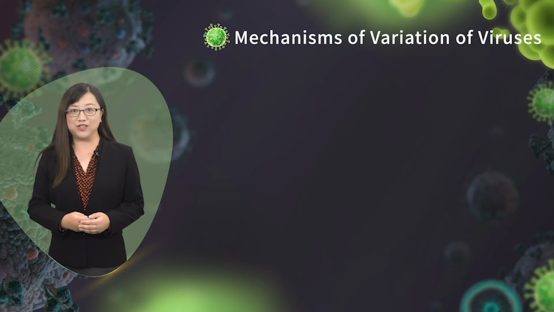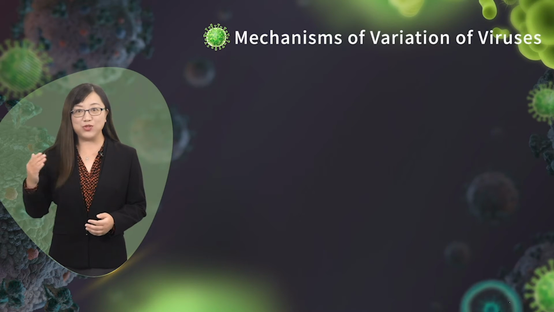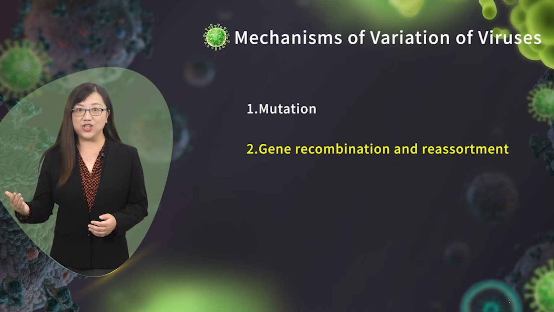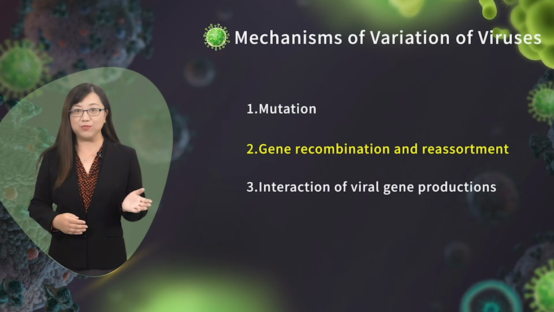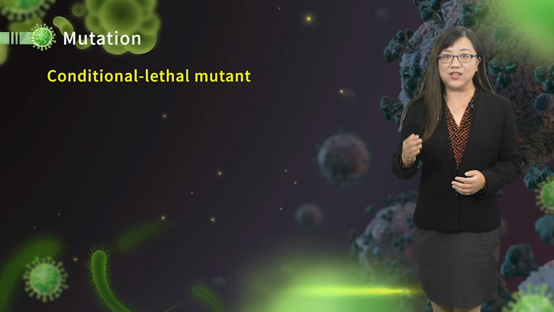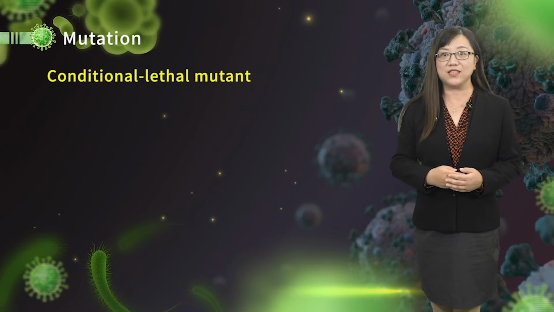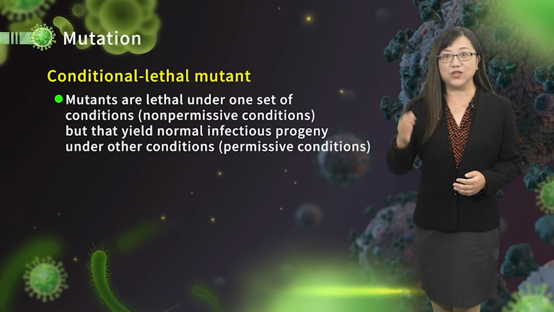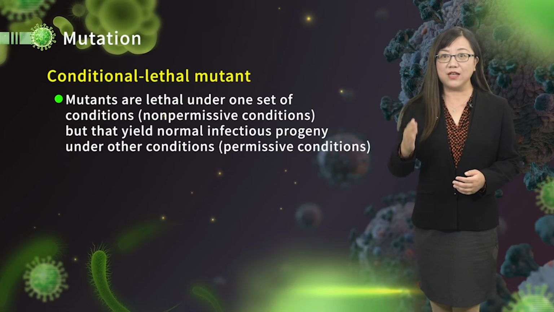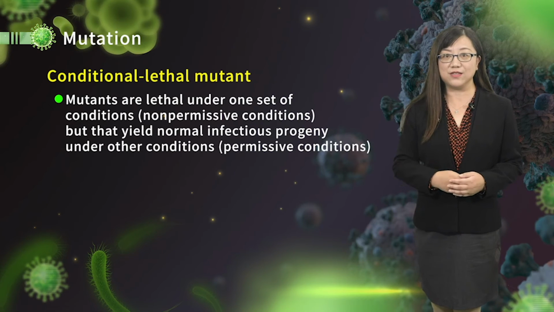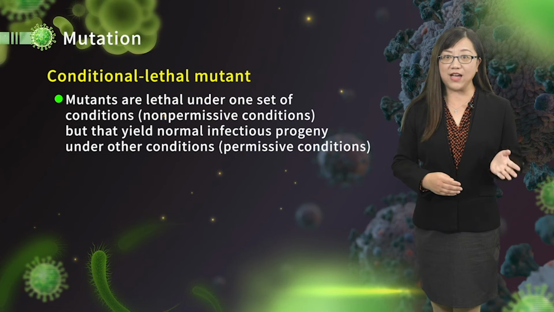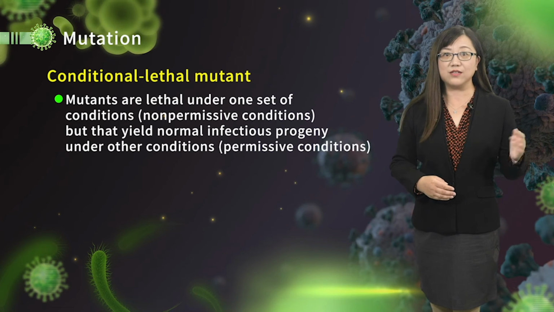Mechanisms of variation of viruses include mutation, gene recombination and reassortment, and interaction of viral gene products. 1. Mutation. The conditional lethal mutant is because of mutation. Mutants are lethal under one set of conditions, non-permissive conditions, but yield normal infectious progeny under other conditions, permissive conditions.